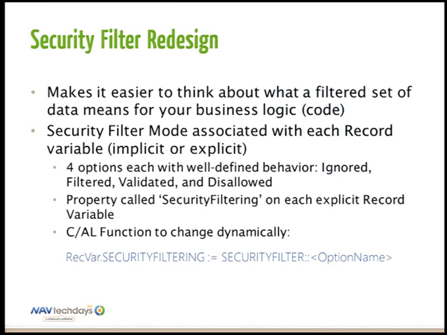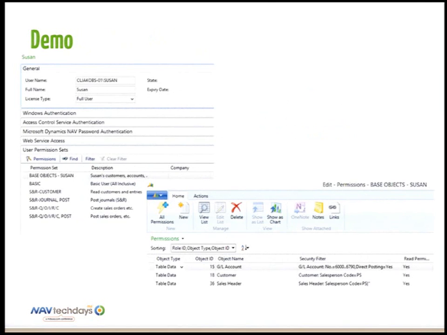Furthermore, on each record variable, there's a new property called security filtering, and this can be set at design time on explicitly created variables, where you can choose which mode this record variable should behave in whenever a security filter has been set. There is also an AL function to change this, but we encourage you to use the properties. I'll try to give you an example of this, so you can see what we have done.